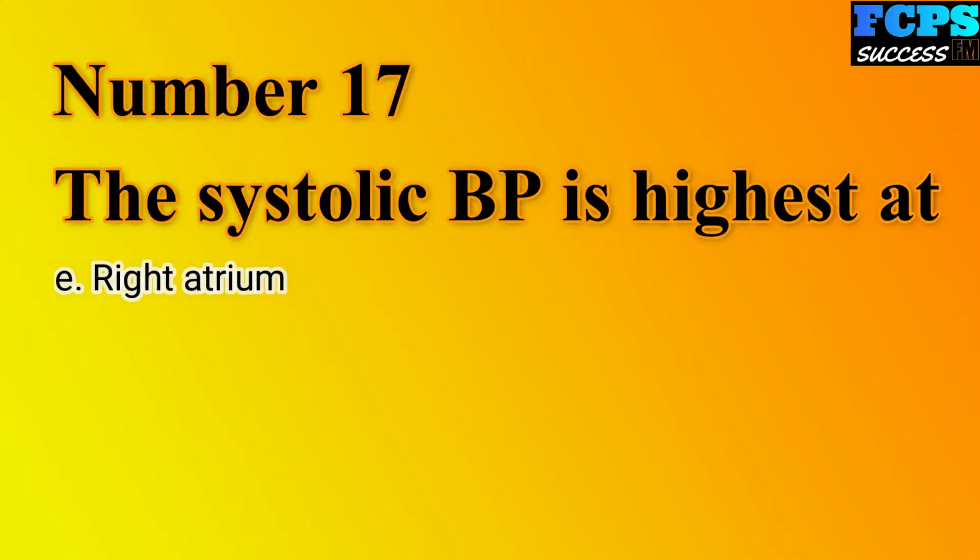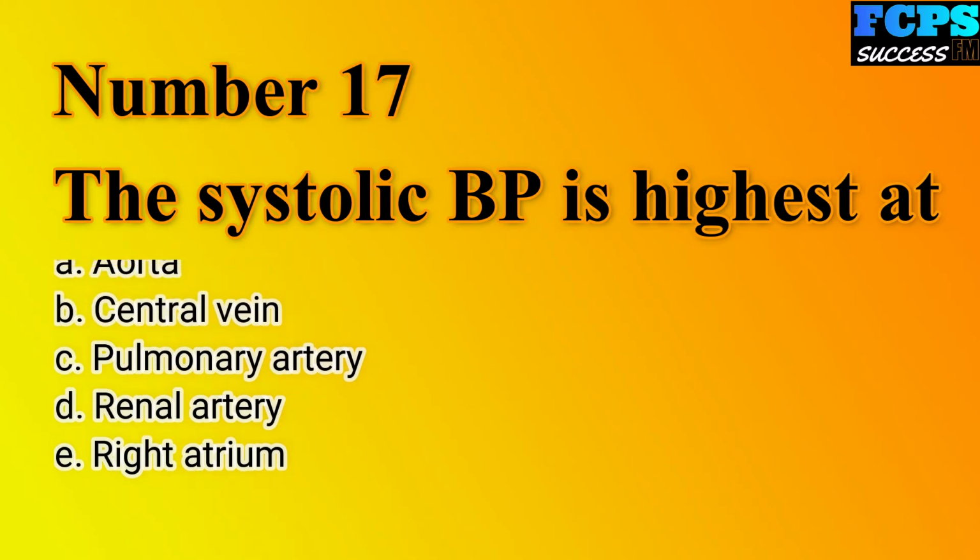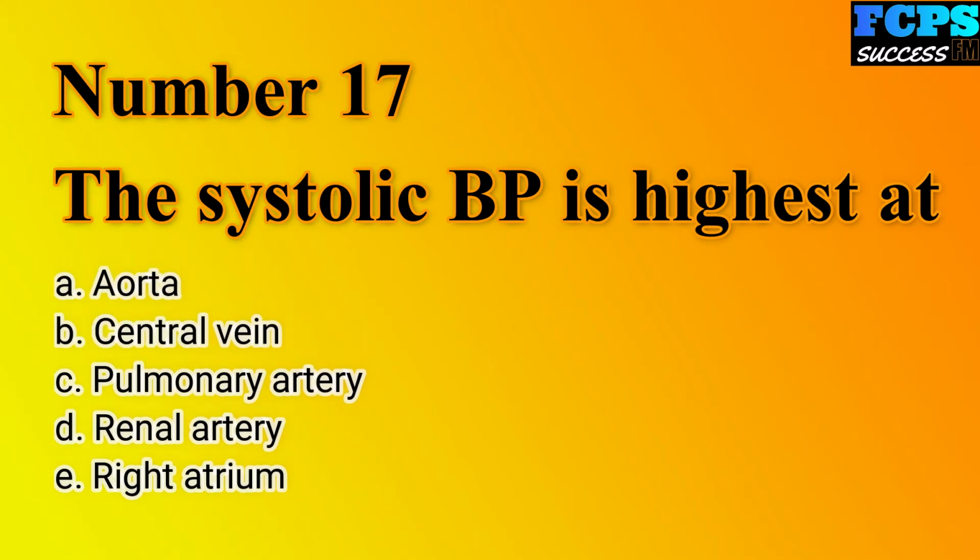Number 17. The systolic BP is highest at A. aorta, B. central vein, C. pulmonary artery, D. renal artery, E. right atrium. Correct option is renal artery.